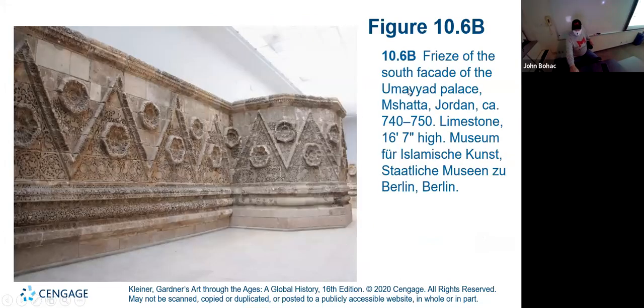And so here's a frieze from the south facade of the Umayyad Palace in Jordan. And so again, we see this geometric design, basically making triangles, a series of opposed diagonal lines. And again, instead of depictions, we see floral patterns.